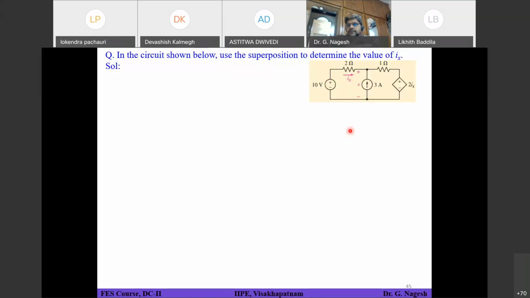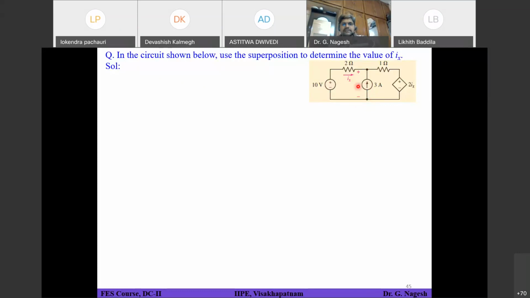Stage one: you have to consider only one independent source at a time. The other independent source will be replaced by its internal resistance. For a voltage source, the internal resistance is 0, which means you have to short circuit. For a current source, the internal resistance is infinite, which means open circuit. Open circuit means infinite resistance, so no current will flow from top to bottom. So two stages means one source will be considered at a time.